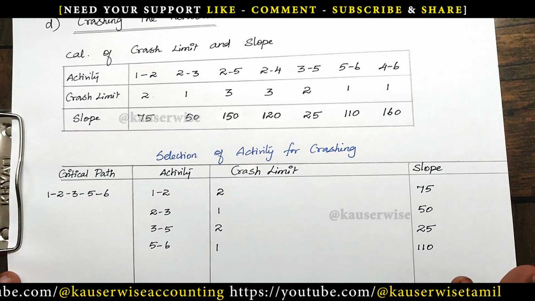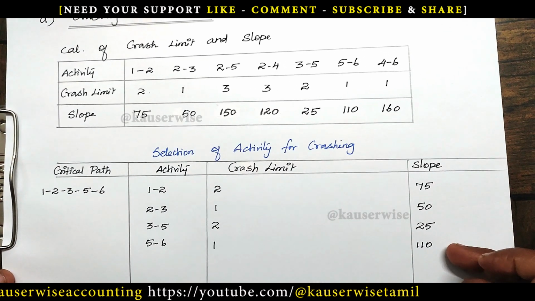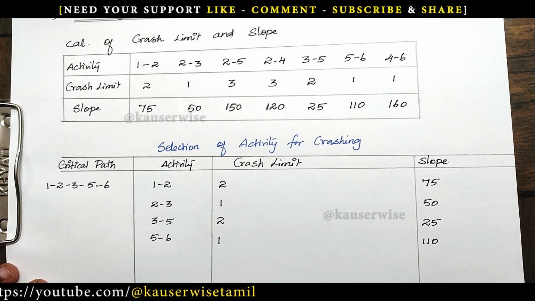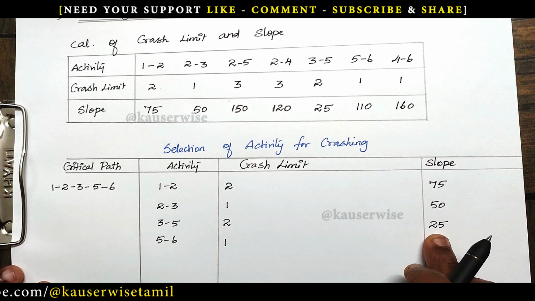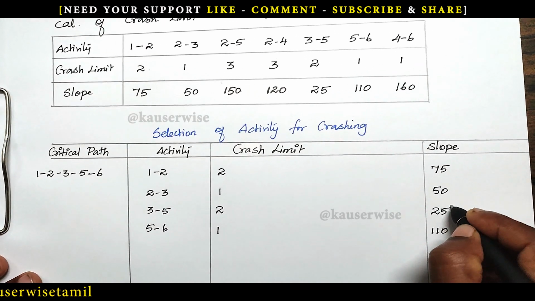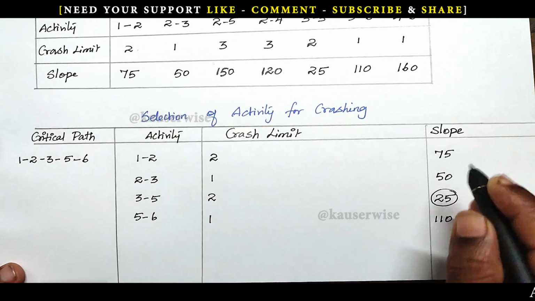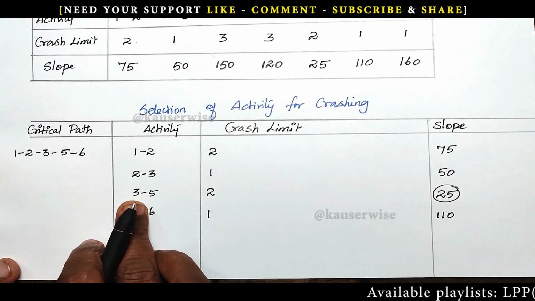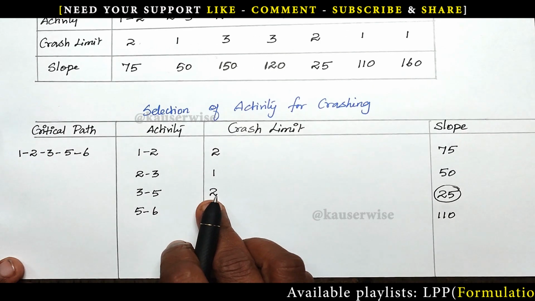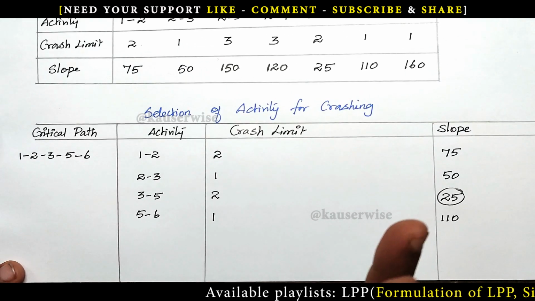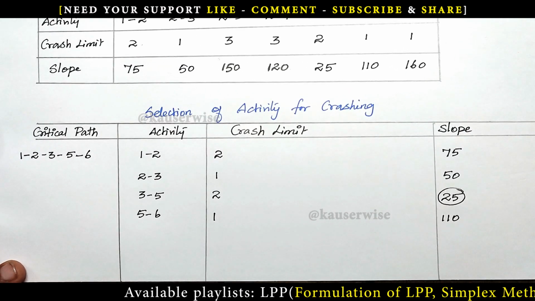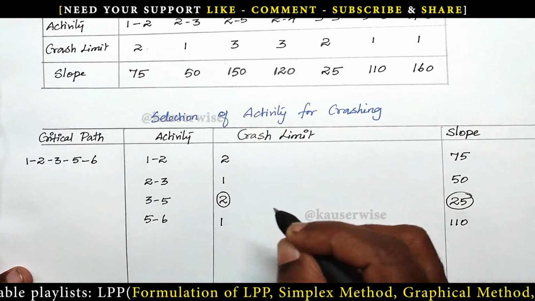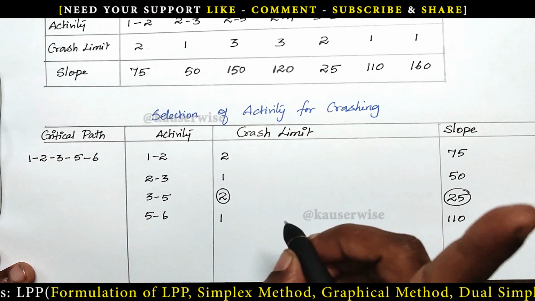Now you have to select the least one. Out of these slopes, we need to select the least cost slope. Which one is least? 25 is the least one. Just select this particular activity. 25 is the slope cost for this activity. The crash limit is 2, so maximum you can crash 2 days. You can crash one by one. So first I am going to select this activity and crash 1 day.